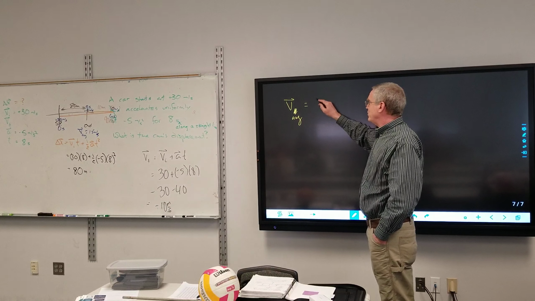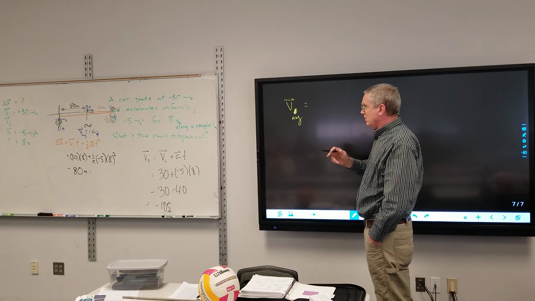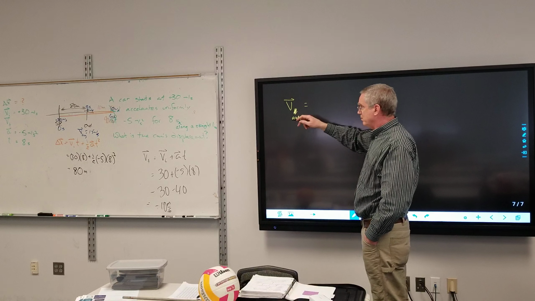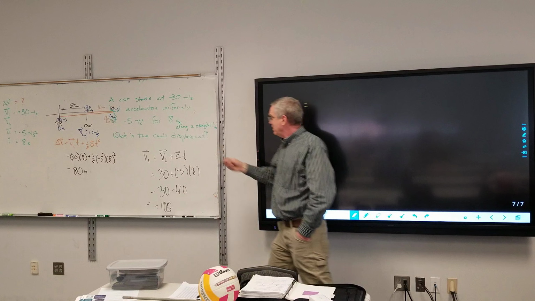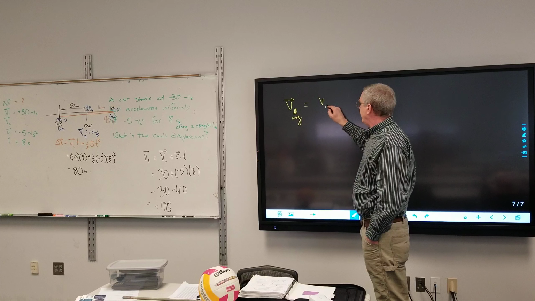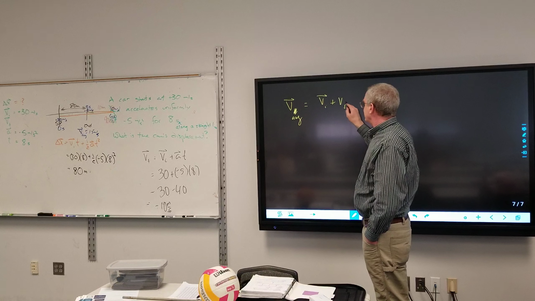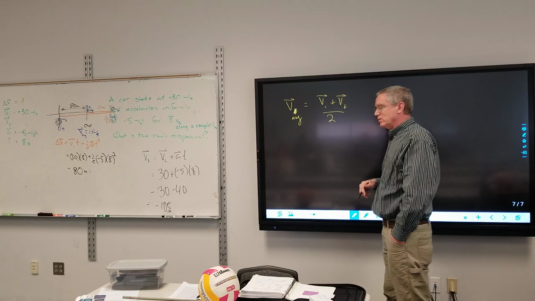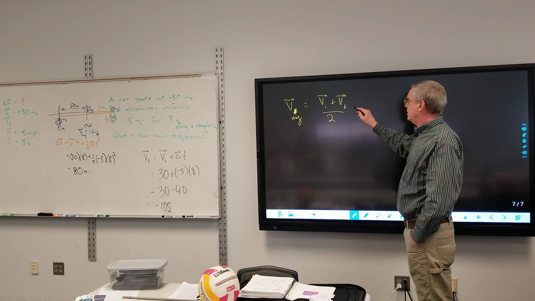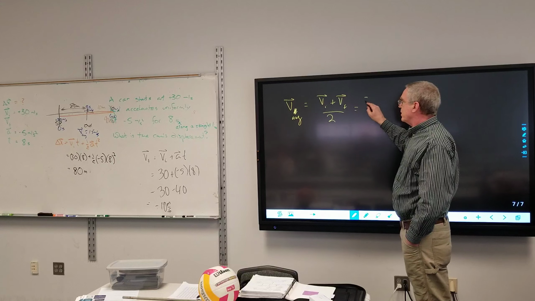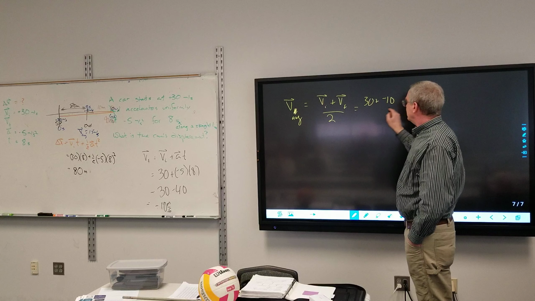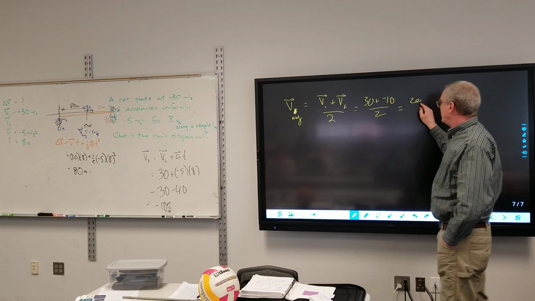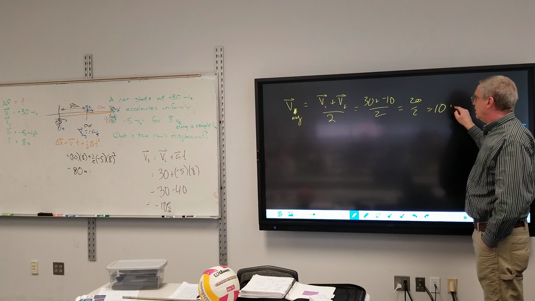I know average velocity if acceleration is constant, and it is. That's the uniform. This tells me that it's constant. I can take my initial velocity plus my final velocity, divide by 2. Again, this works only if acceleration is constant. And so I have 30 plus negative 10 divided by 2, which is 20 over 2, which is 10, and then don't forget the units.